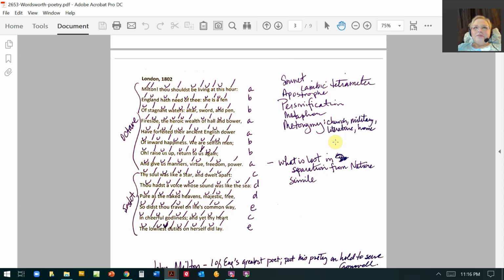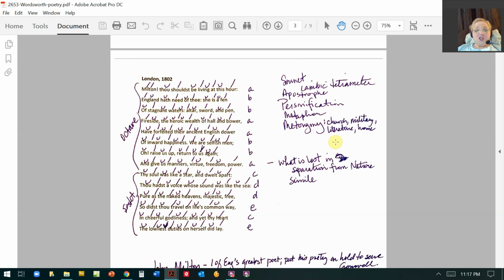You know, Sidney from the Renaissance has a famous sonnet where he says, "With how sad steps, O moon, thou climb'st the sky." So you could be talking to the moon, right? So here he's talking to Milton, who is long dead, right? So this is an apostrophe. We have personification in that England is labeled as a she and is like a fen of stagnant waters. We have metaphor, right? Comparing things, she is a fen, that's a metaphor.